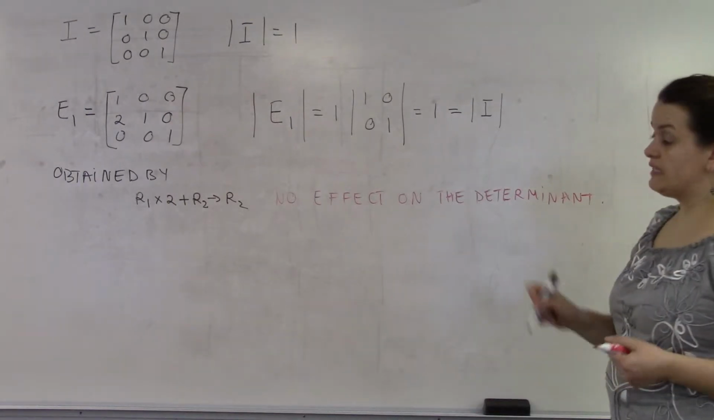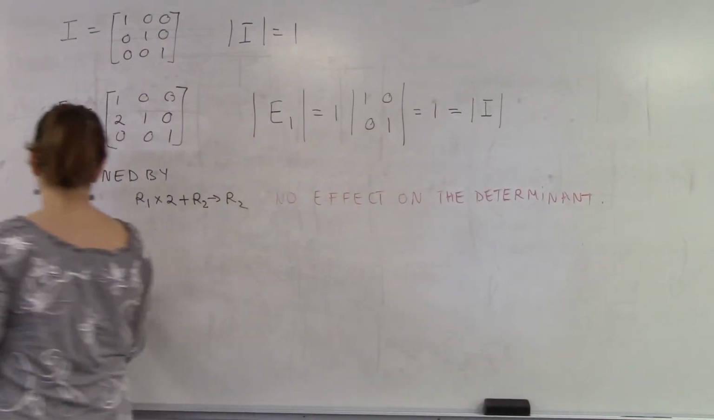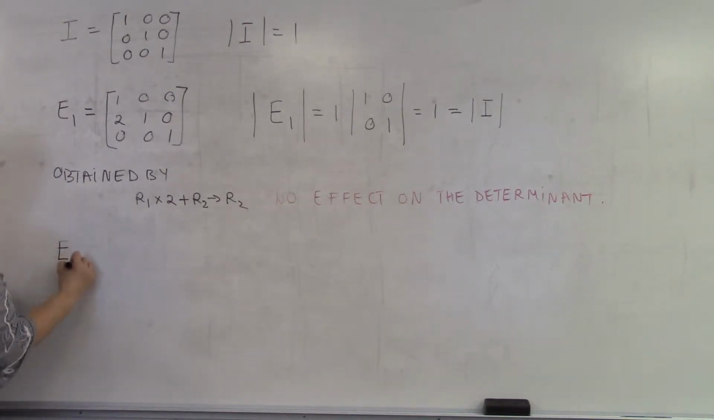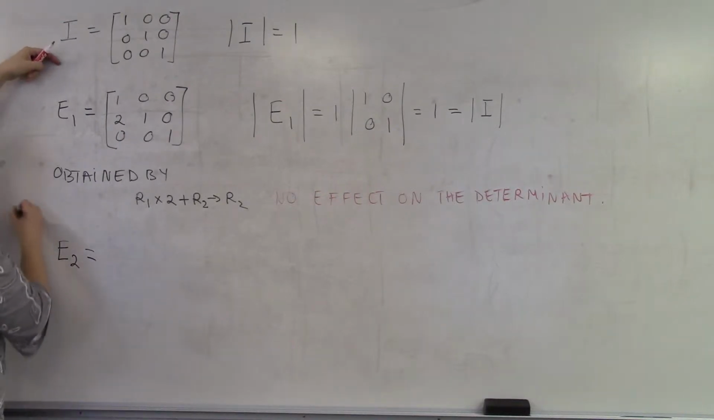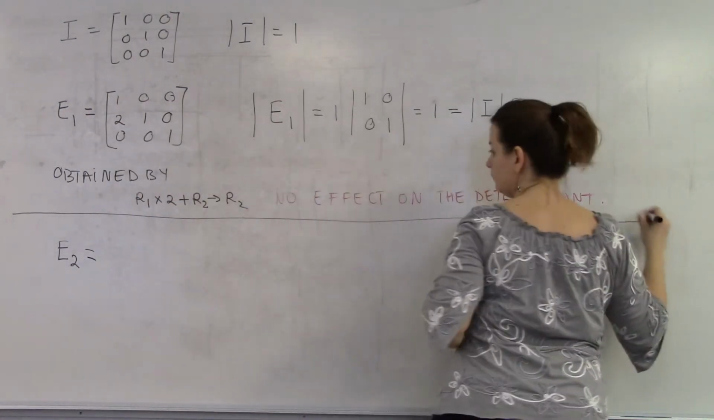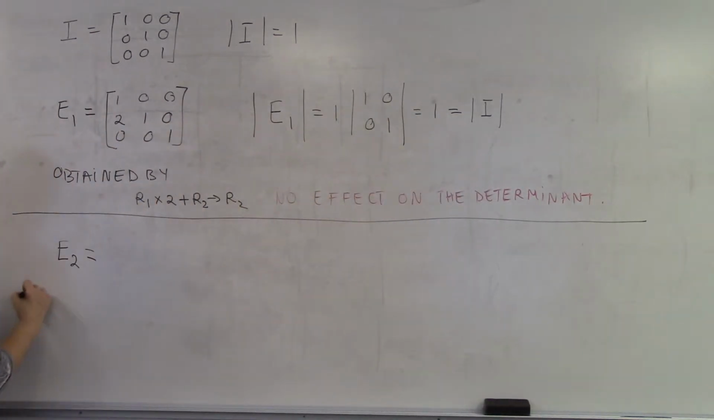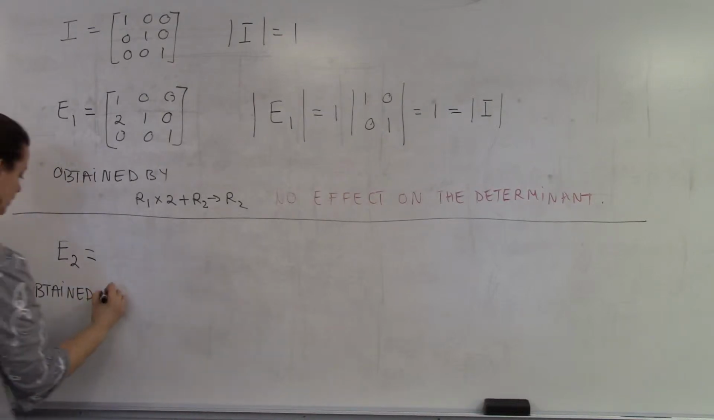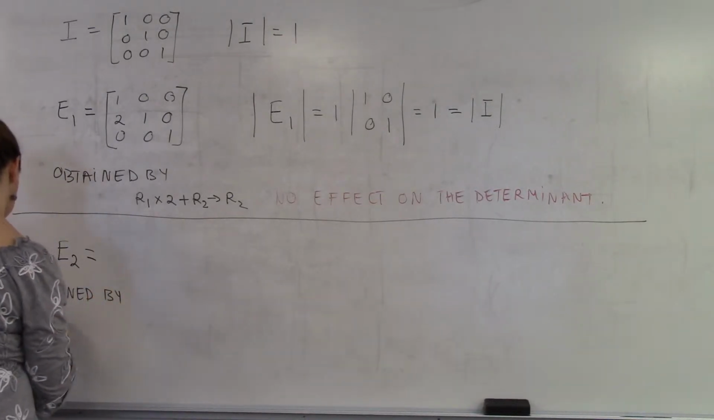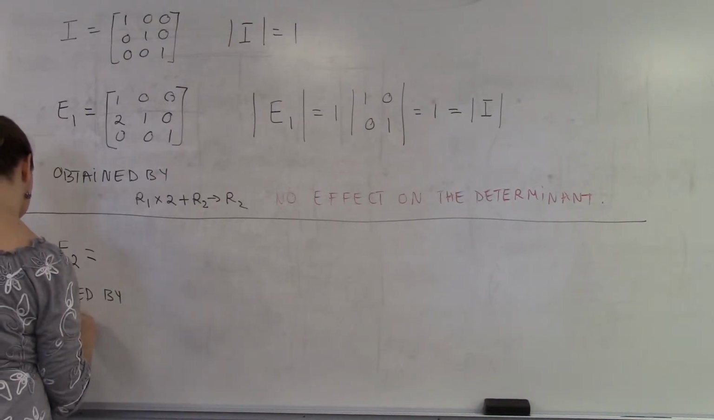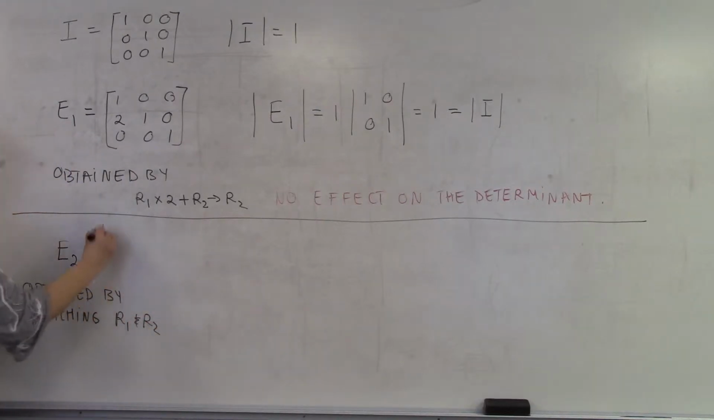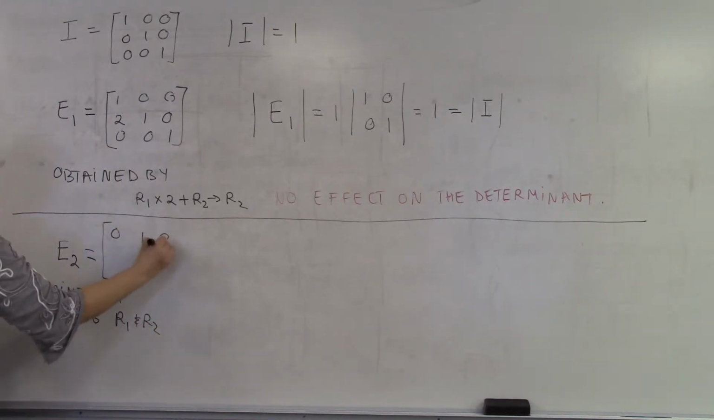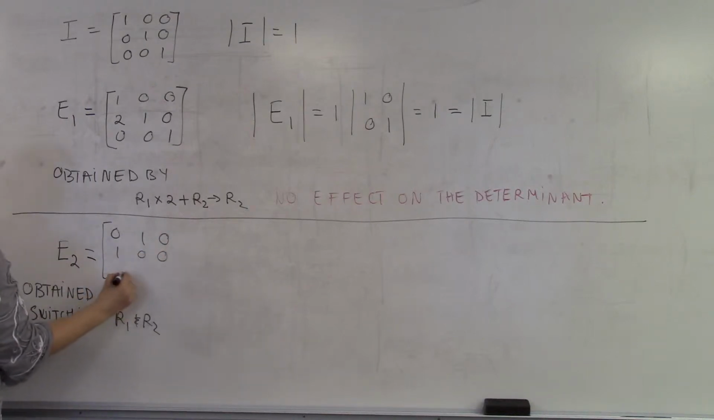Okay, let's do another row operation. Let's switch 2 rows. So I'm going to get E2 by switching row 1 and row 2. So let's see, that means 0, 1, 0, 1, 0, 0, 0, 0, 1.